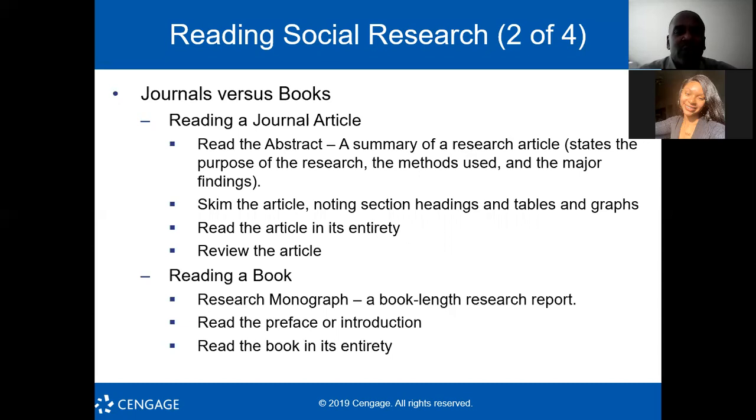In going through this process, whether it be a journal or a book, in a journal you want to look at the abstract first, as we talked about. The abstract is a summary of the research. It's going to tell you the purpose of the research, and that purpose will let you know if this is something that's relevant to your topic or not. The abstract will also tell you the methods that the author used and a summary of their major findings. This is what I'm looking for. This is the method I used to try and answer this question. Here's what I found.